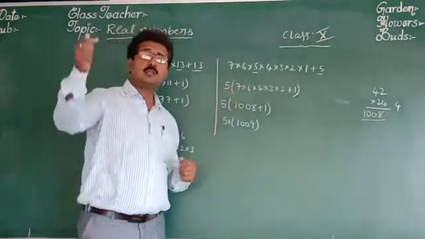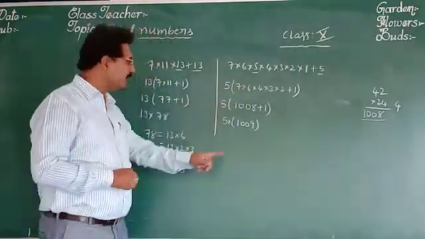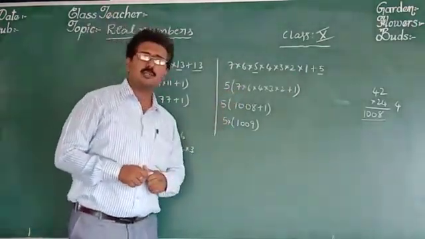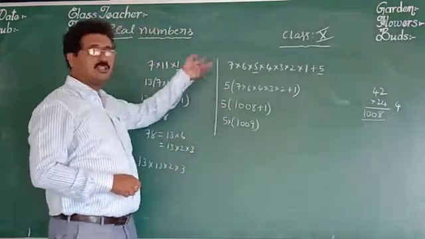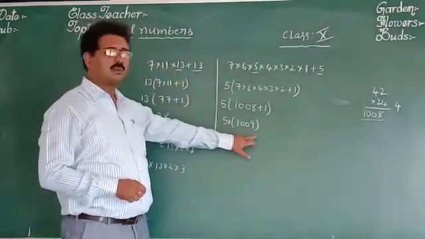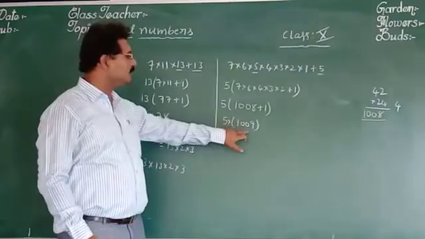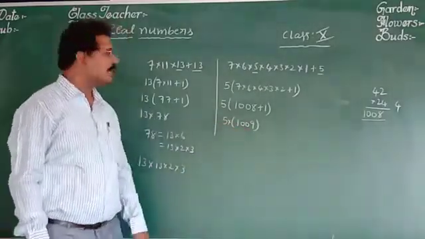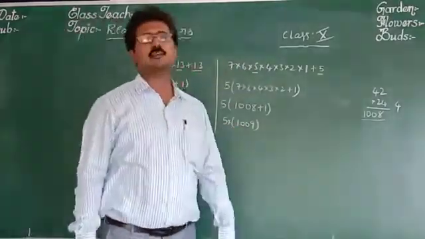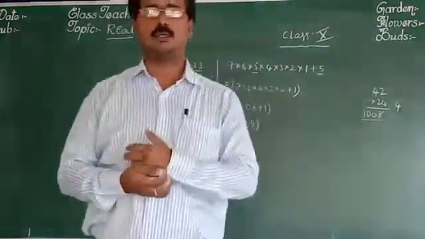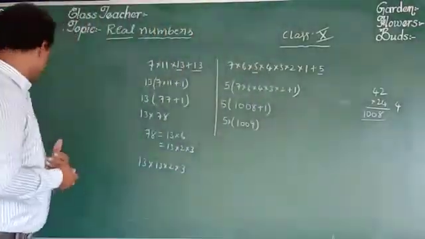And again you recall the fundamental theorem of arithmetic, which states that every composite number can be written as the product of prime factors. So 5 into 1009, both are prime factors, hence it is a composite number. So this is the way to express and write that.